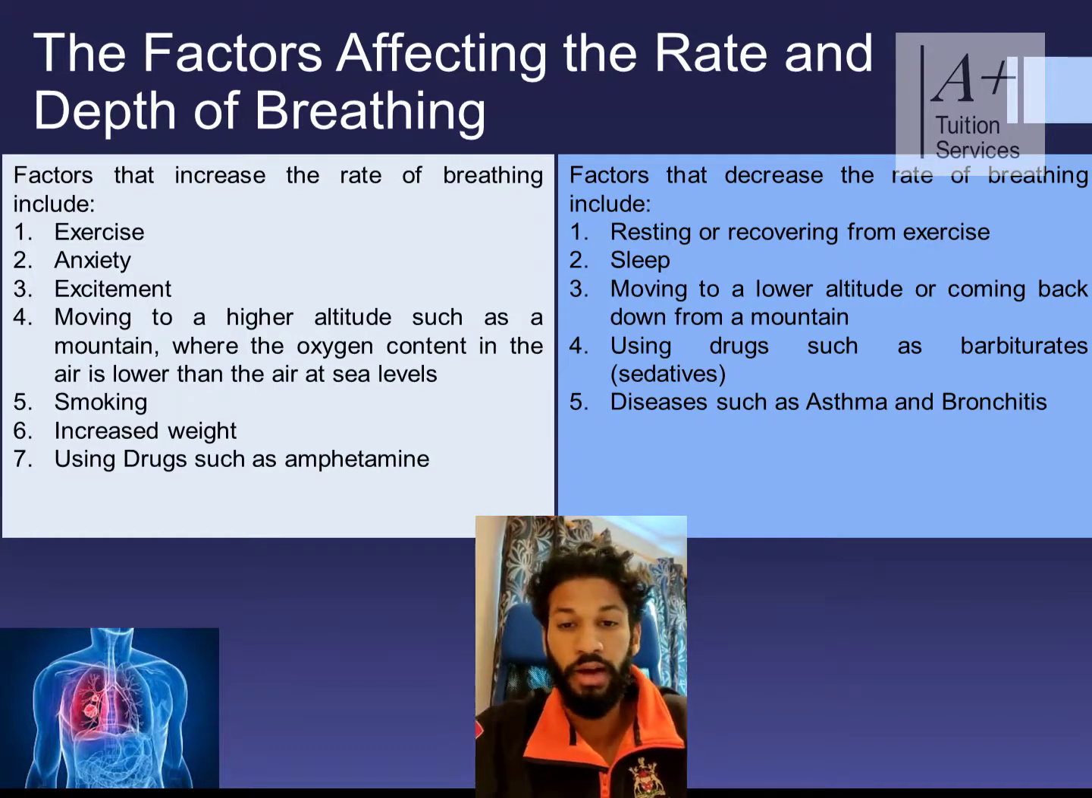However, the main factor influencing breathing is carbon dioxide. Carbon dioxide levels are monitored by the brain, which then determines how fast and how deep we breathe in order to maintain the carbon dioxide inside of the body at a level which is safe. And this is an example of homeostasis.